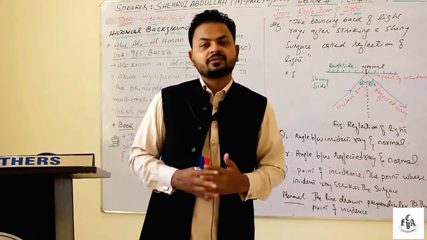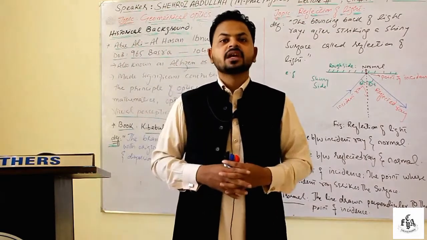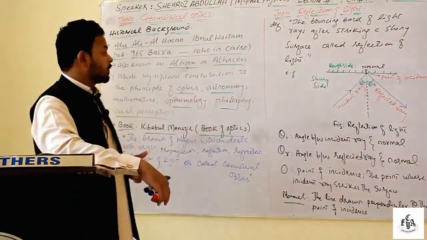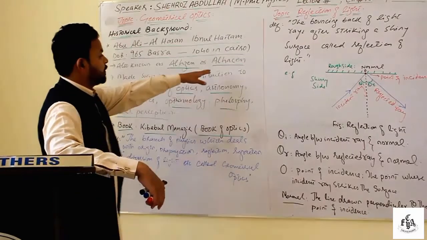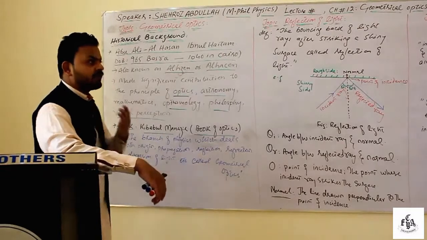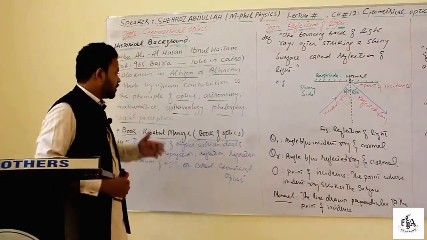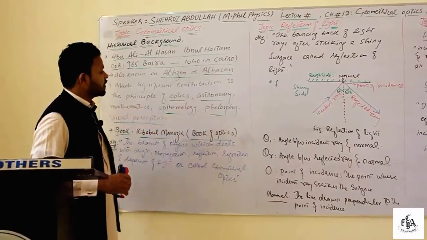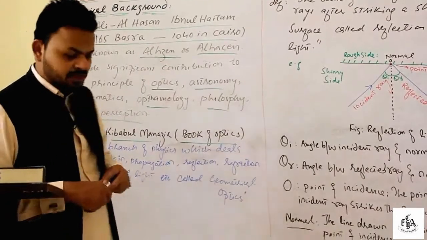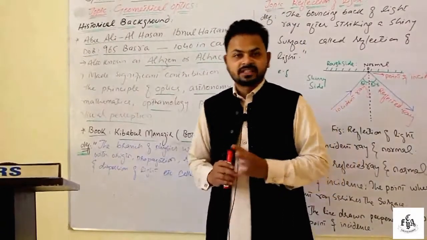The major work in the field of geometrical optics was done by Abul Hasan ibn al-Haytham. He is also known as al-Hazen. He made significant contributions in the fields of optics, astronomy, ophthalmology, physiology, philosophy, mathematics and visual perception. First of all, we need to define what geometrical optics is.